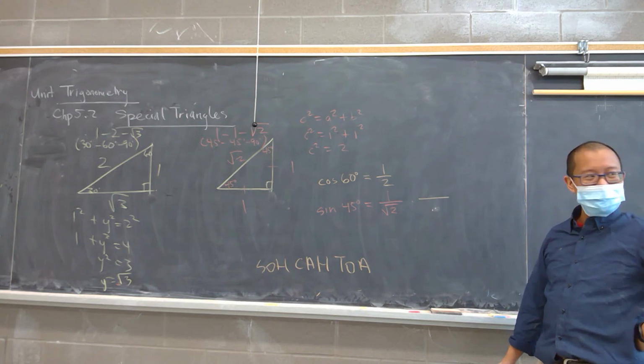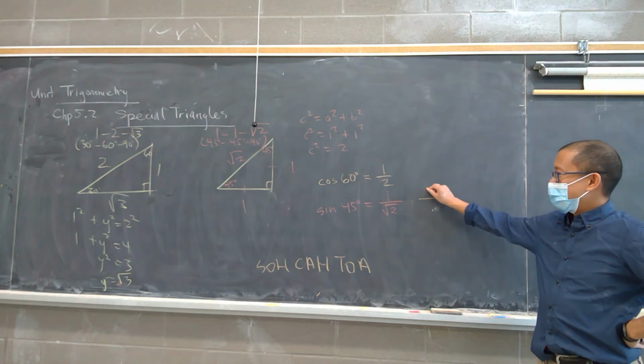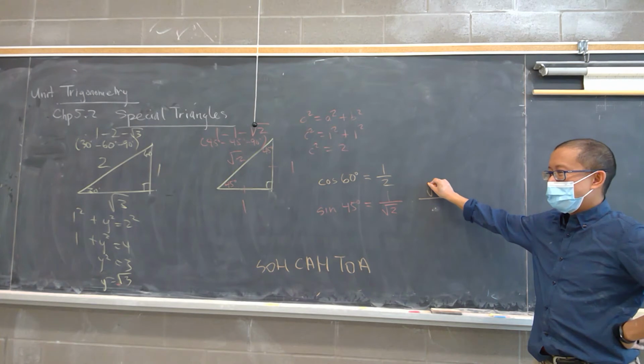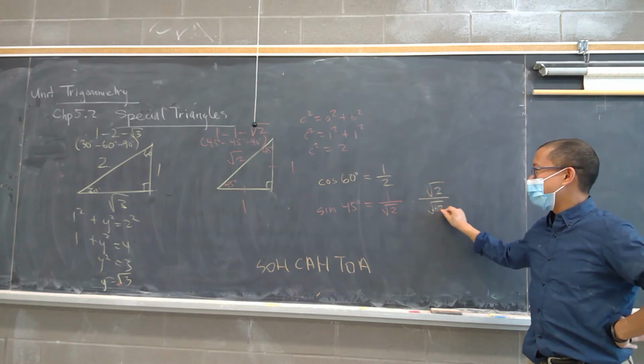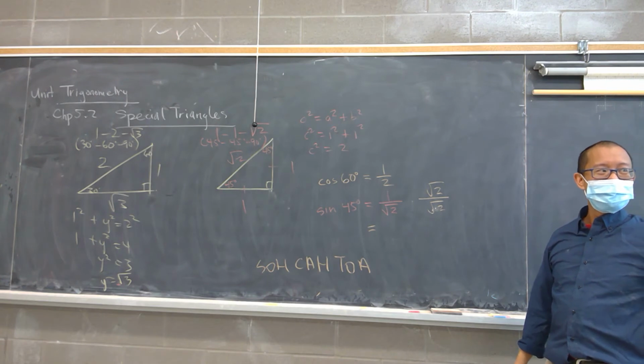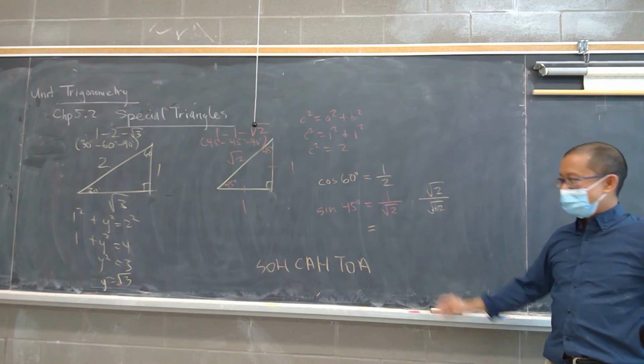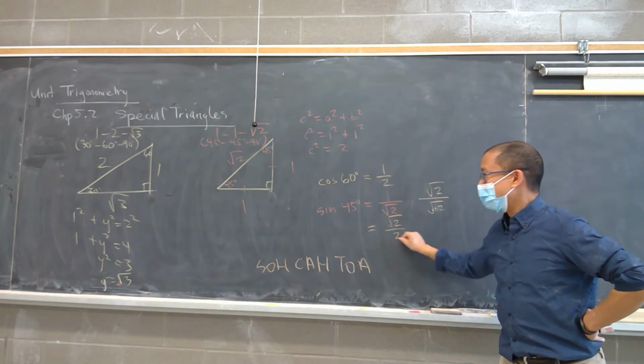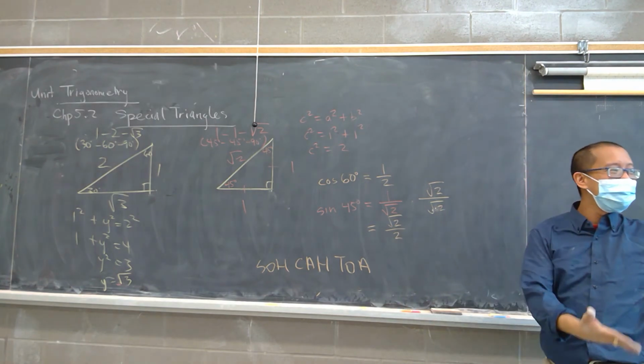Sure, multiply by itself. What does it give? Root 2 over root 2 is correct. So what's our final answer? That would be root 2 over 2. Nicely done. Way to go, Tom.